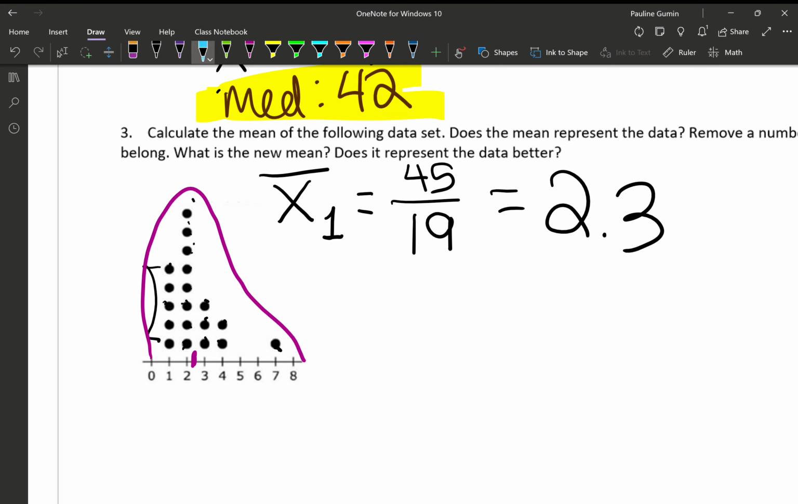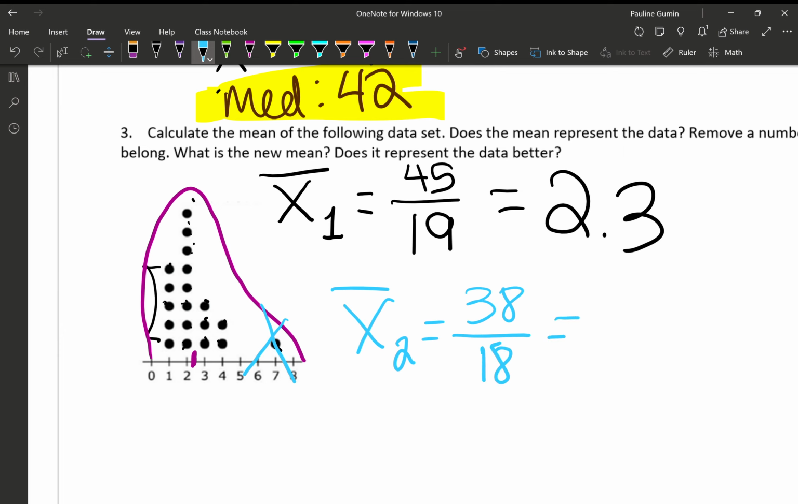Now, let's remove a number that doesn't belong. What looks to me like it doesn't belong is this 7. It's all the way out here. Everything else is clustered together on the left side. Let's calculate mean number 2. I'm going to add all those numbers, and I get 38. And I'm going to divide by 18, because that's all I have.